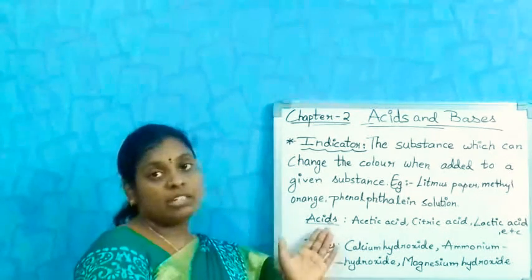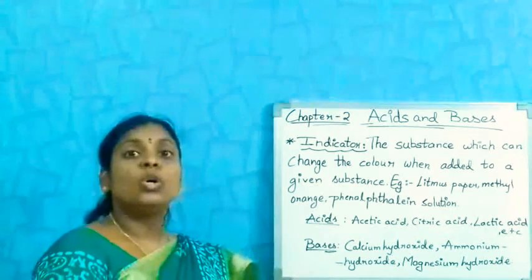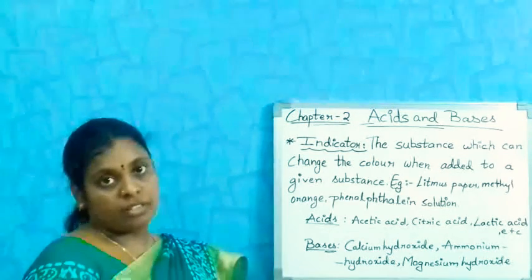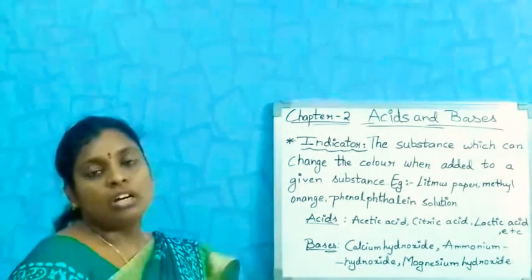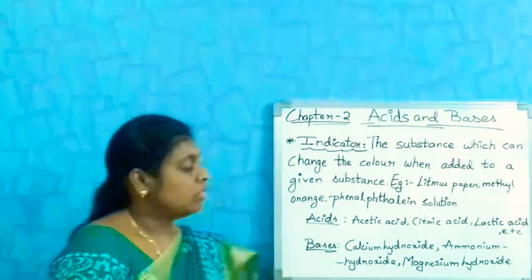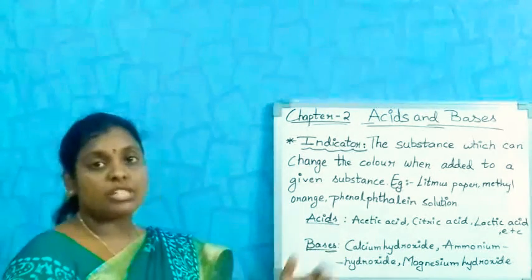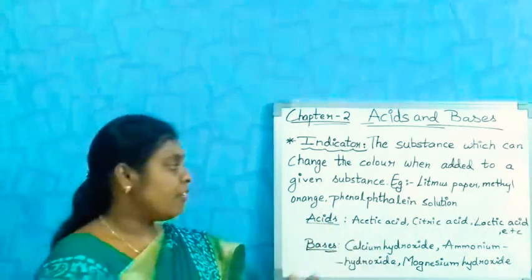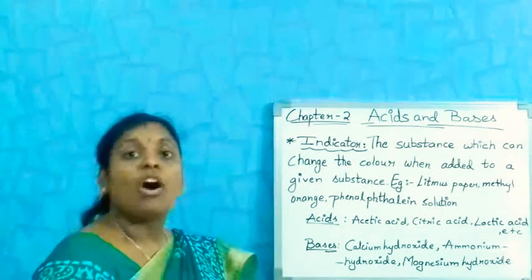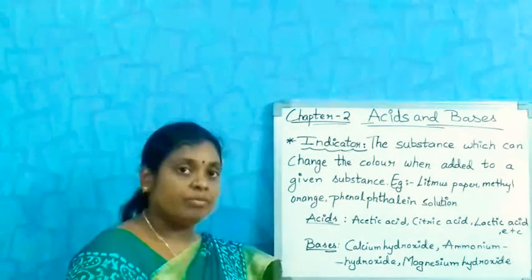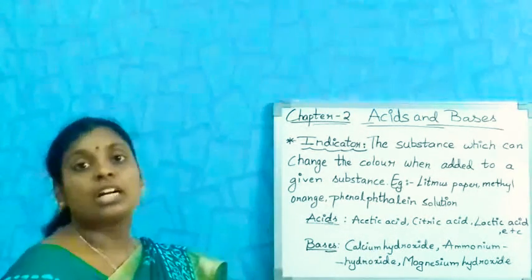If you go into detail with acids, acids are sour to taste. Examples of acids are acetic acid, which is present in vinegar, citric acid, which is present in oranges and lemon, and lactic acid, which is present in milk and curd.